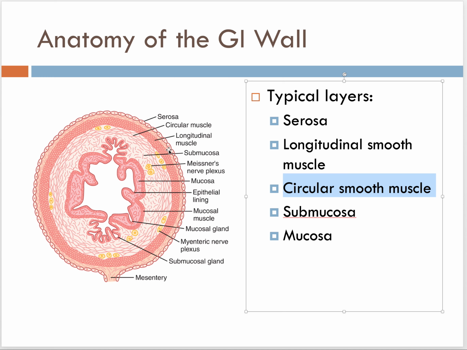So serosa, longitudinal, and then circular muscle. So longitudinal is going in one direction down the whole length of the organ in a straight line to make a sheet. The circular muscle is a small band that encases each segment of this tissue. Underneath the circular is the submucosa, literally meaning under the mucosa.